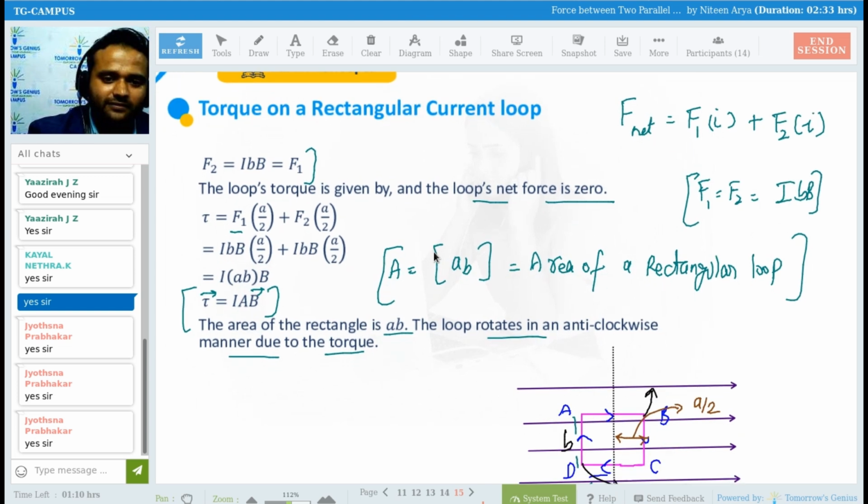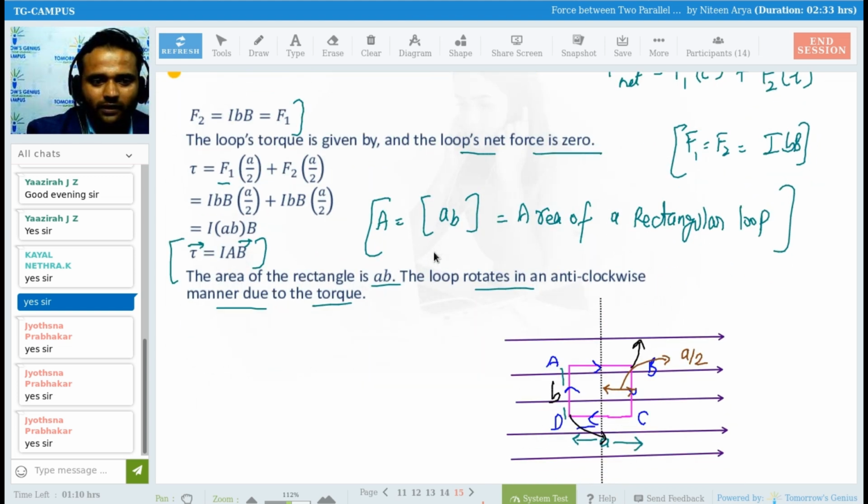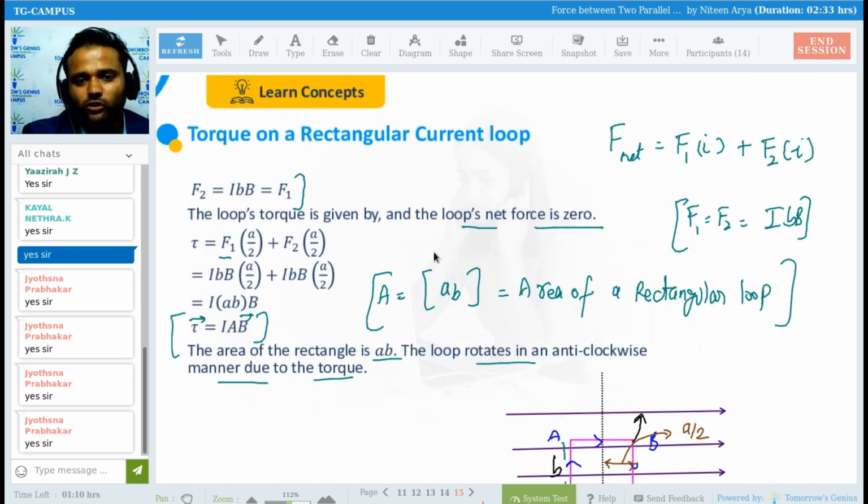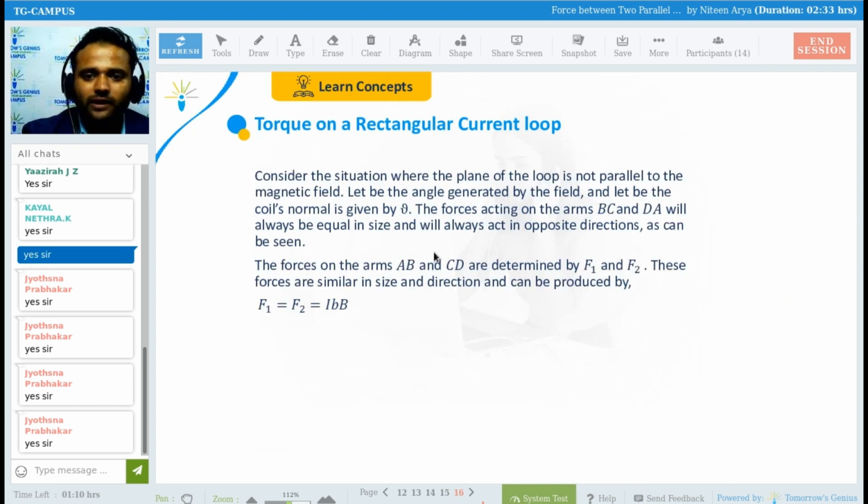Clear? This is very easy. I drew this twice, so I think now this is very easy. Clear, everyone? Just type yes, everyone, if it is clear. If you need any more explanation, let me know, but I don't think you need any more after this. So this is your torque on a rectangular current loop. As simple as that. Moving ahead, torque on a rectangular current loop is done.